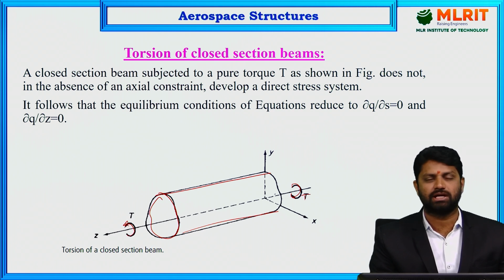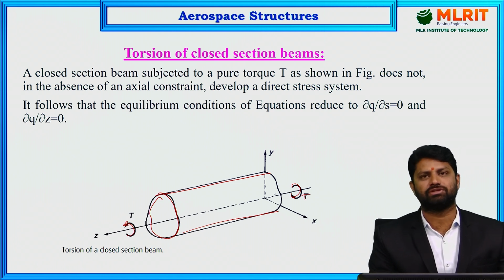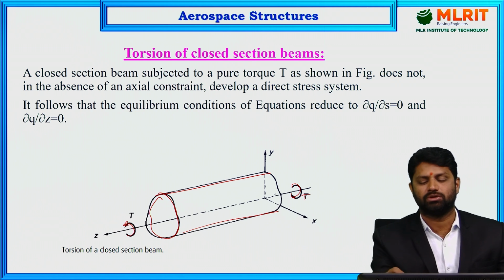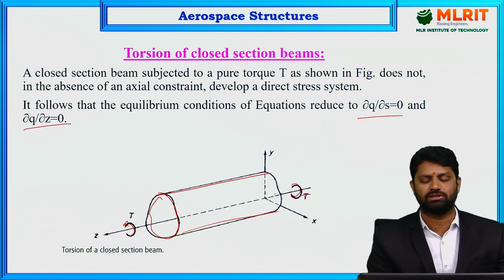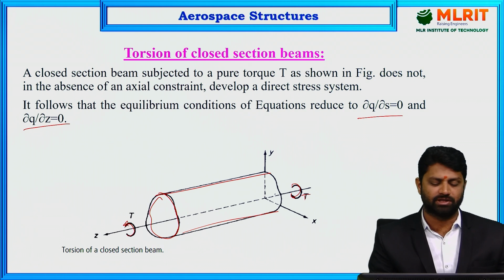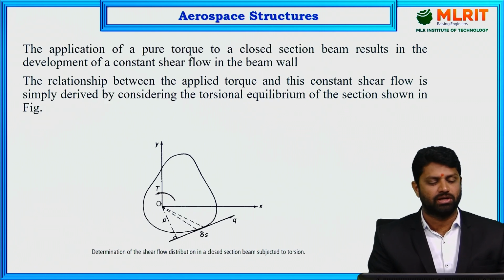So it follows that the equilibrium equations reduce to ∂q/∂s = 0 and ∂q/∂z = 0. That is, the shear flow intensity is constant. Now for this closed section beam, the application of a pure torque results in the development of a constant shear flow in the beam wall.